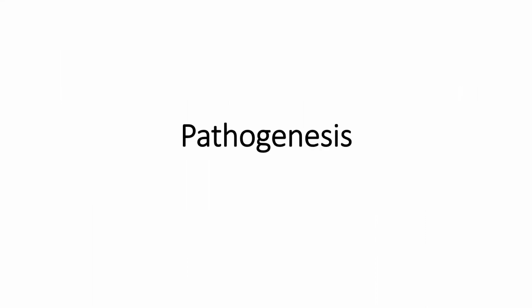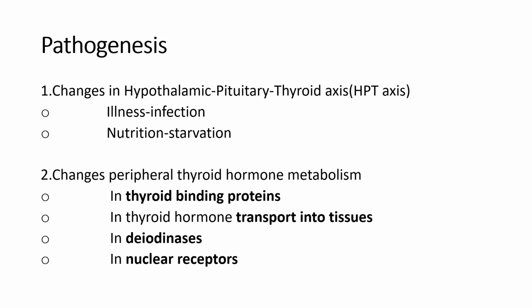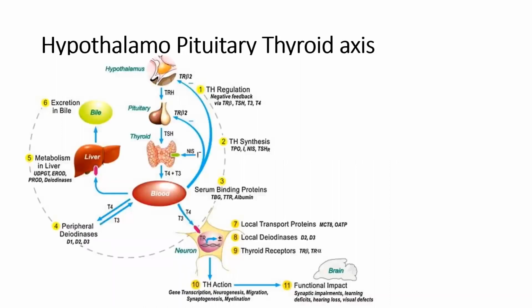How is this happening? The pathogenesis of this non-thyroidal illness. There are many mechanisms happening at various levels of the thyroid pathway, like changes in the hypothalamo-pituitary thyroid axis, which may be due to illness, infection, and starvation status. Then there are changes in peripheral thyroid hormone metabolism, like changes in thyroid binding proteins, then transport into tissues, then deiodinase enzyme activity differences, and also changes in the nuclear receptors. In all these areas, there can be changes.